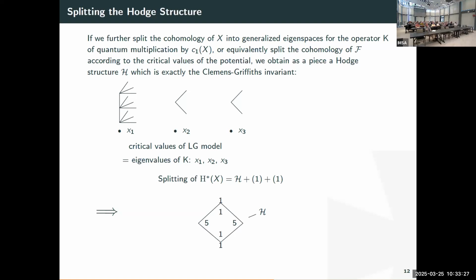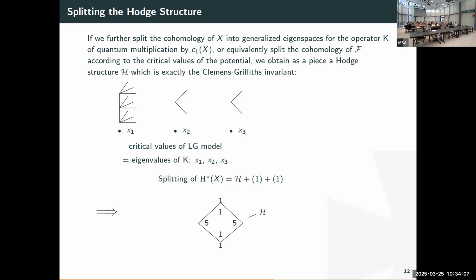So now the singular fibers and the critical values of this Landau-Ginzburg model actually in mirror symmetry correspond to the eigenvalues of the operator of the quantum multiplication by c1(X), and that's the starting point of avoiding any connection with mirror symmetry. So instead of talking about the Landau-Ginzburg model, we'll do the following.